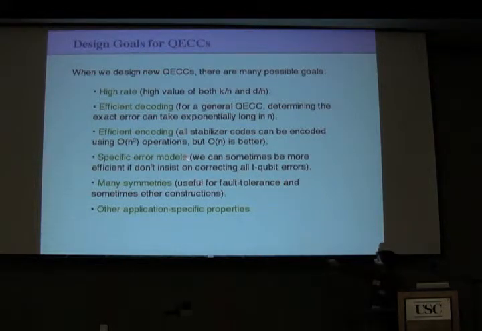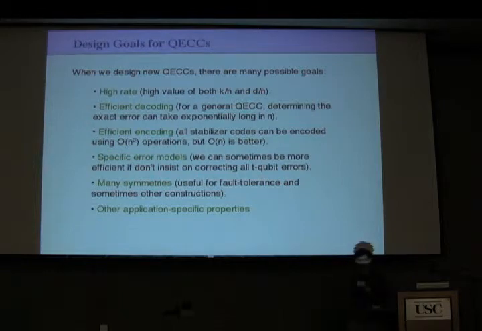Okay, what else? Well, maybe we don't want to deal with this t-qubit error model. Maybe we want to deal with some more restricted error model. And the reason for doing that is that if you have more information about the errors, you might expect to be able to get a higher rate, a more efficient code. And in some cases, you can do that.